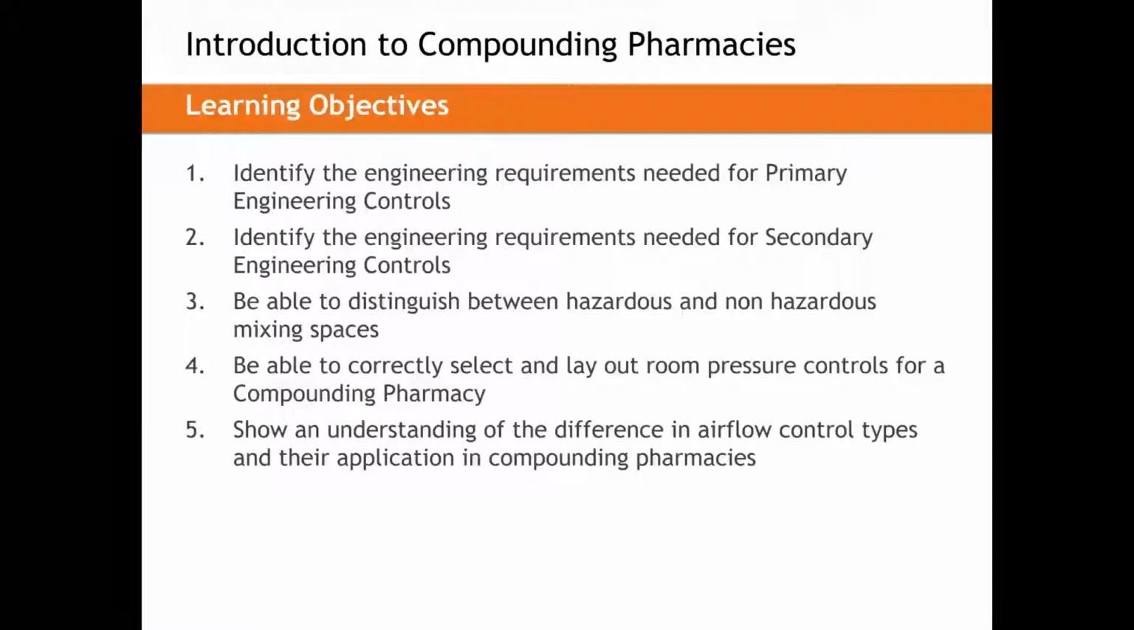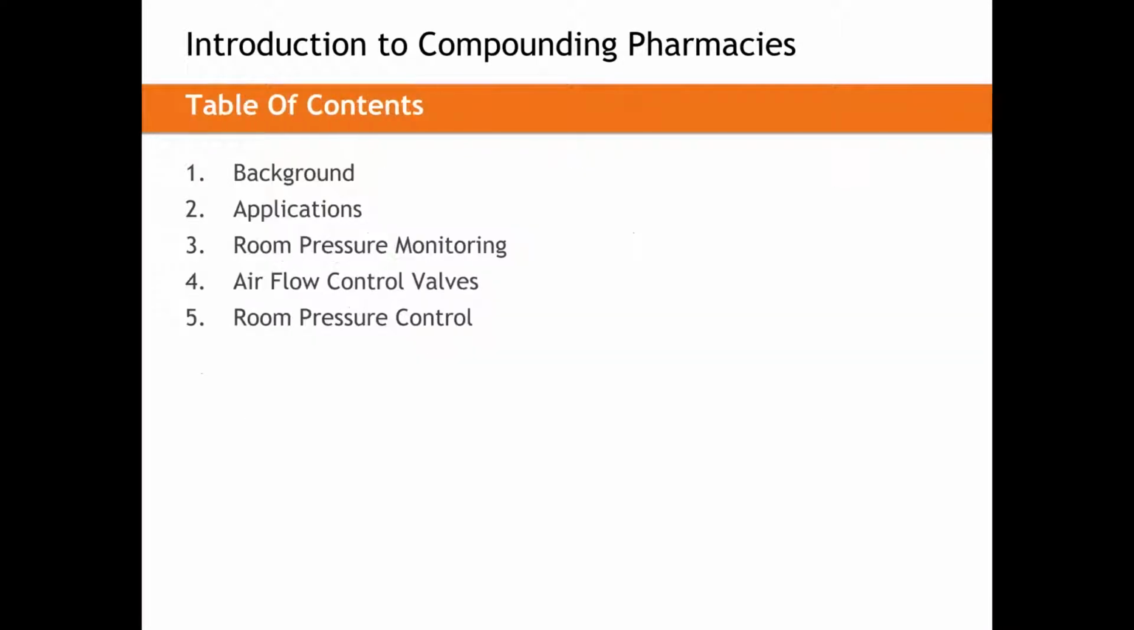So the goal for today is, number 1, to identify the engineering requirements for primary engineering controls, as well as secondary engineering controls, essentially meaning the equipment in the space and the space itself. We also need to be able to distinguish between hazardous and non-hazardous mixing spaces, and to correctly select and lay out room pressure controls for a compounding pharmacy. That is the end goal. And lastly, we need to show an understanding of the difference in airflow control types and their application in compounding pharmacies.